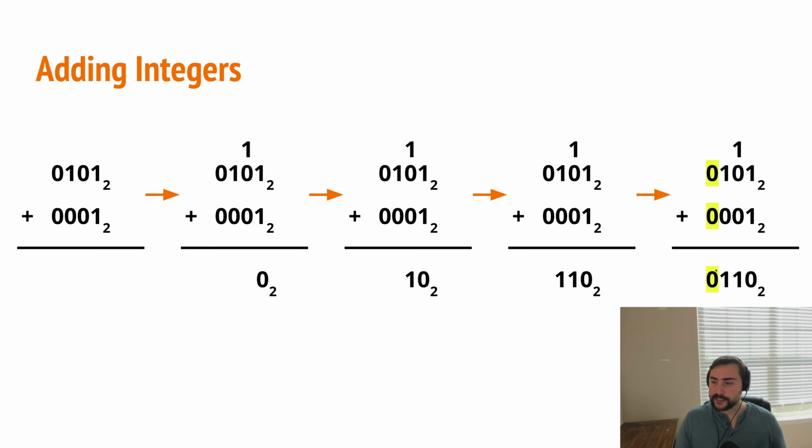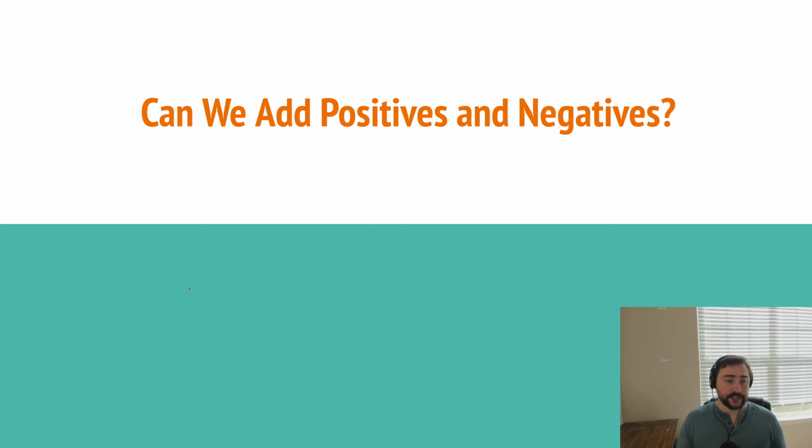So our final result is 0, 1, 1, 0, which is equal to 0 times 2 to the 3, plus 1 times 2 to the 2, plus 1 times 2 to the 1, plus 0 times 2 to the 0, which is just 4 plus 2, so 6. Exactly what we expected to happen. Now a good question is, can we add positives and negatives together?